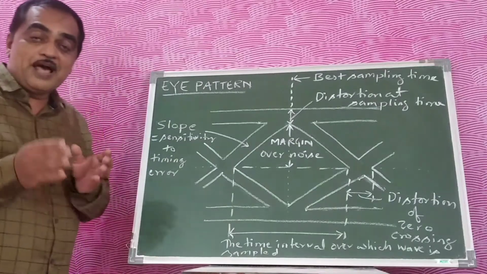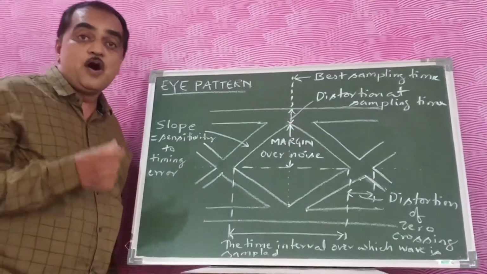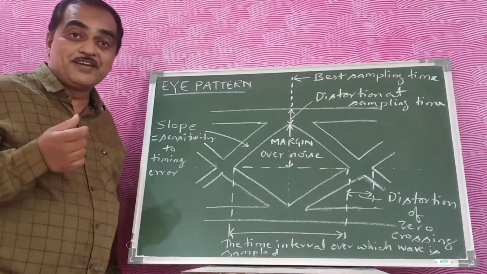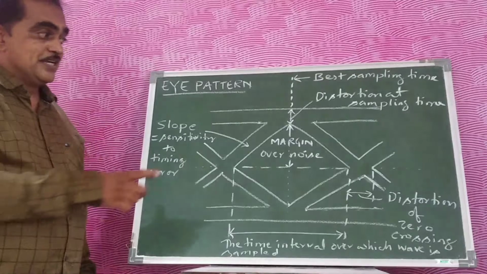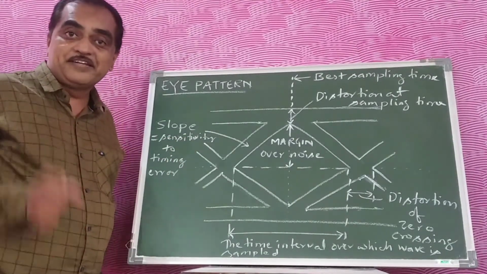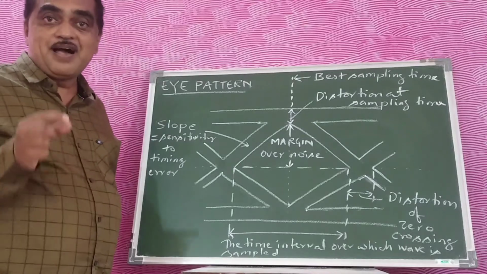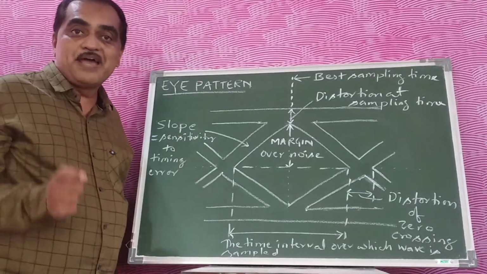That means whether the eye is open or closed, you are able to practically study how the received wave is, whether it is affected by ISI and noise or not. That you can study in this interpretation of the eye pattern. So the eye pattern is a practical way to study the ISI and noise in the received signal of a baseband transmission.